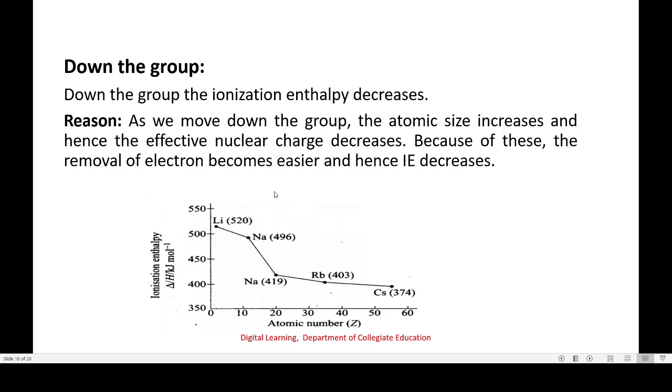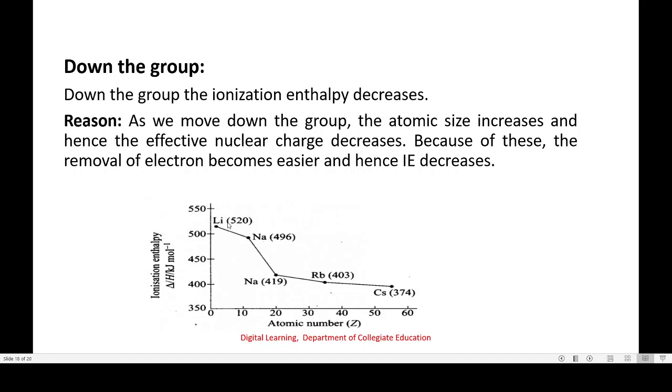And coming to the explanation of the trend of the ionization energy along the group. In general, down the group, the ionization enthalpy decreases, and this is very clear from this figure. On moving down the group, the nuclear charge increases. There is also a gradual increase in the atomic size due to the increase in the number of shells, that is the principal energy shells.